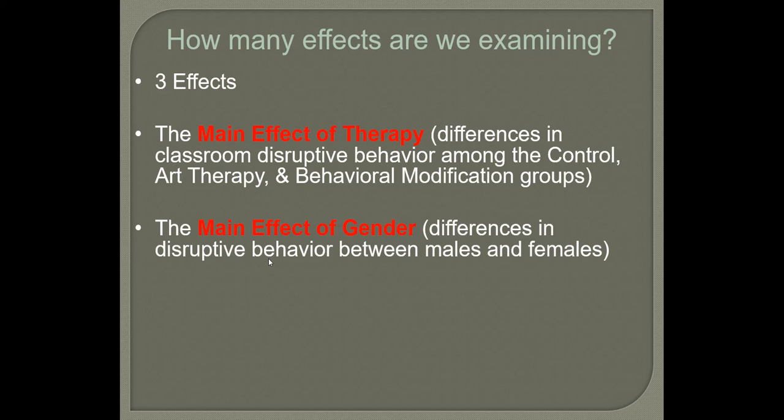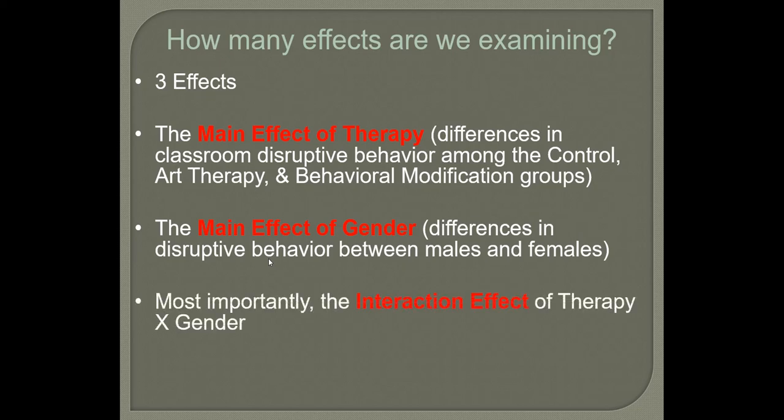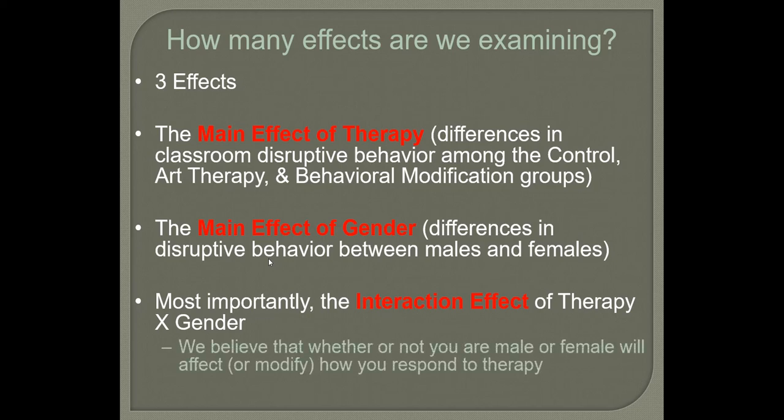So returning to our example, we are examining 3 different effects here: the main effect of therapy, the main effect of gender, and the interaction effect of therapy times gender. Within that interaction effect, though, there are multiple simple effects that we could investigate. An interaction hypothesis basically specifies that gender will modify or affect the relationship between the therapy condition and classroom disruptive behavior.